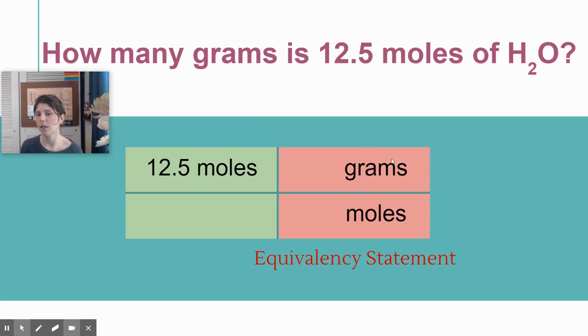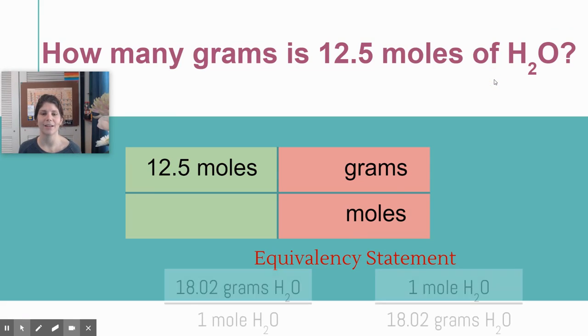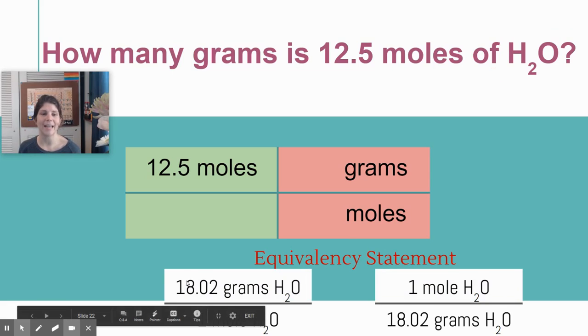So I can just plug in my units of grams and moles. I need to know the equivalency statement between mass and moles for water. But luckily, we just wrote down those equivalency statements. It was the molar mass. And the molar mass of water is 18 grams. 18 grams of water is in 1 mole of water, or we could write it this way. 1 mole of water is 18 grams of water.